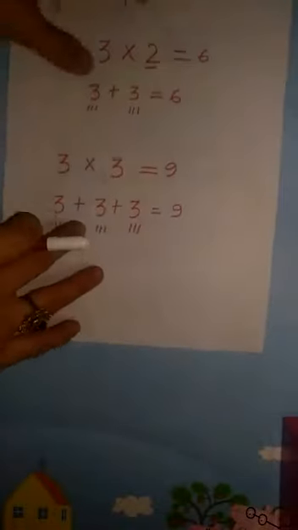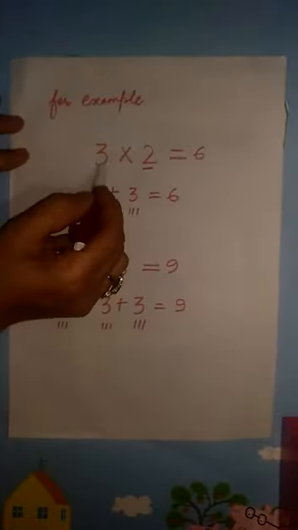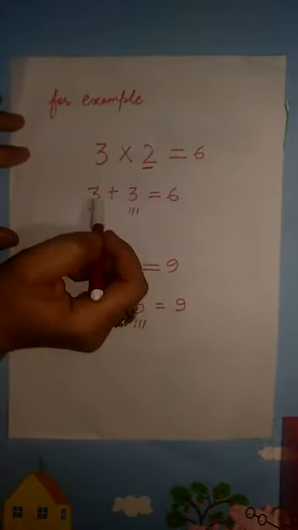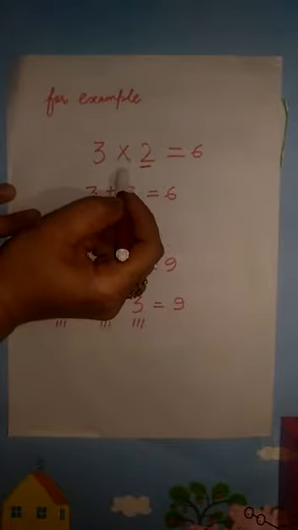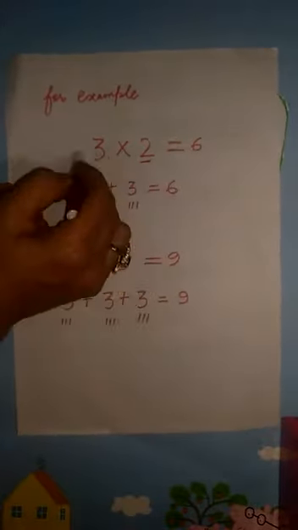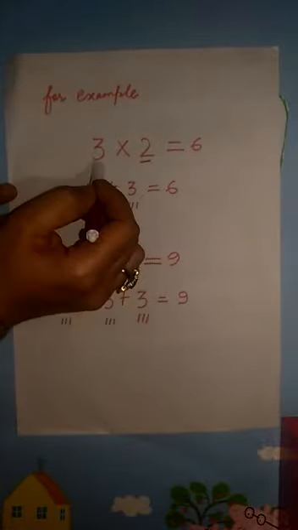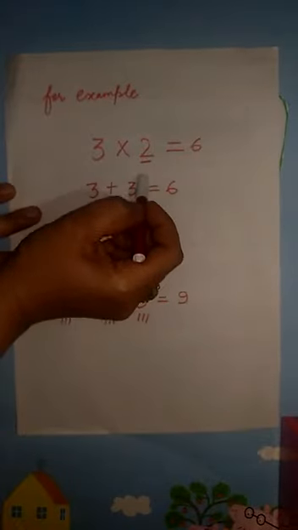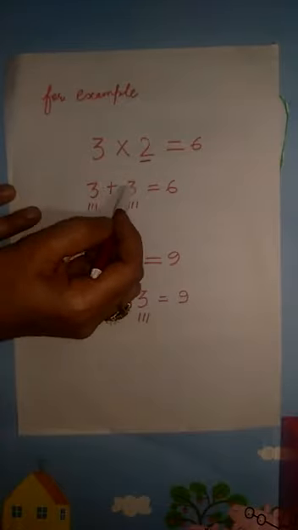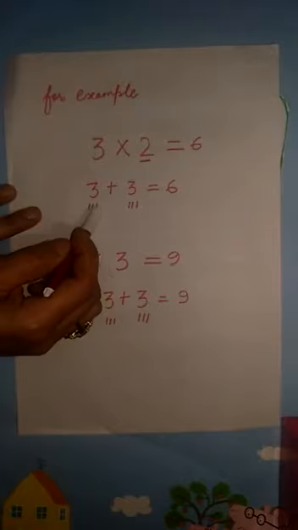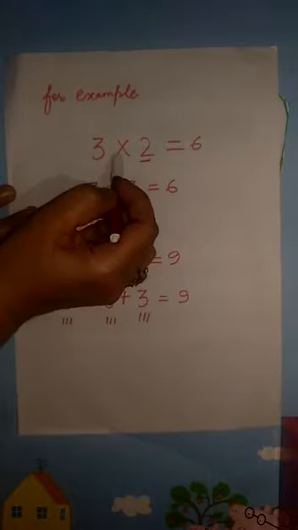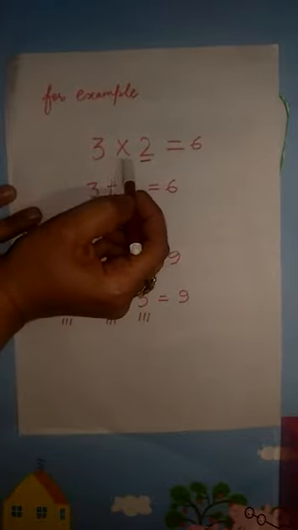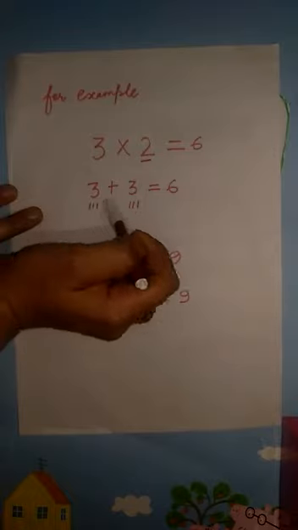For example, this is number 3 into 2. So, here is number 3 into 2 is equal to 6. So, it means we have to write number 3 two times, means we have to add number 3 two times. How many times we have to add? Two times. See, I have written here 3 plus 3 and I have counted 1, 2, 3, 4, 5, 6. So I have written already here number 6. So 3 into 2 is equal to 6, or we can say 3 twos are 6. We have added here number 3, two times.